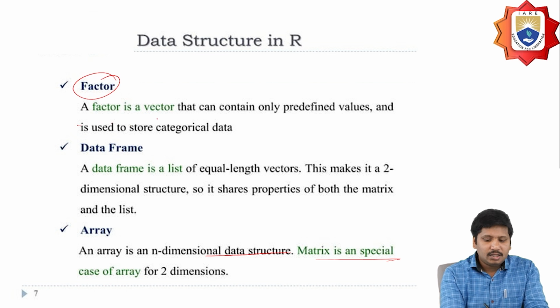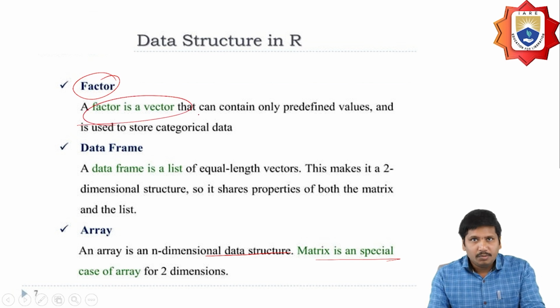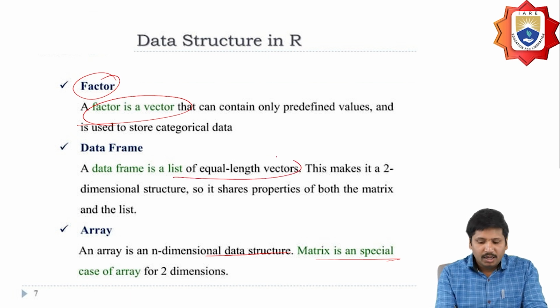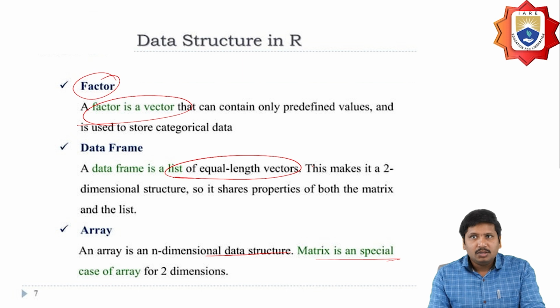Some other data structures I'm going to mention are the factor. A factor is a vector that contains only predefined values, and it is stored as categorical data. And a data frame is a list of equal-length vectors, so it also makes a two-dimensional structure.